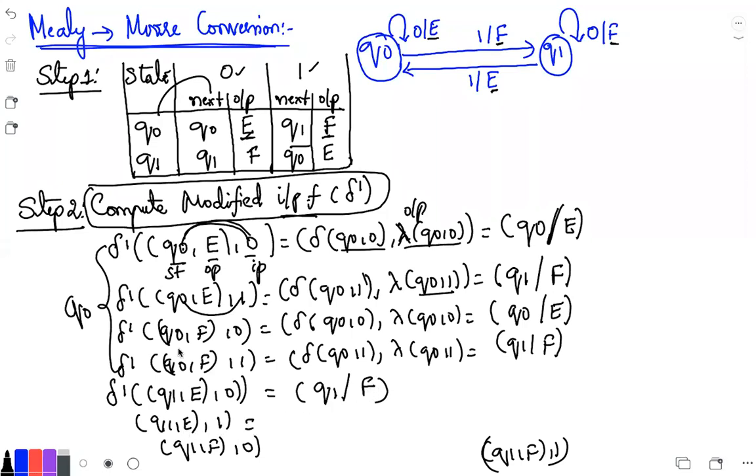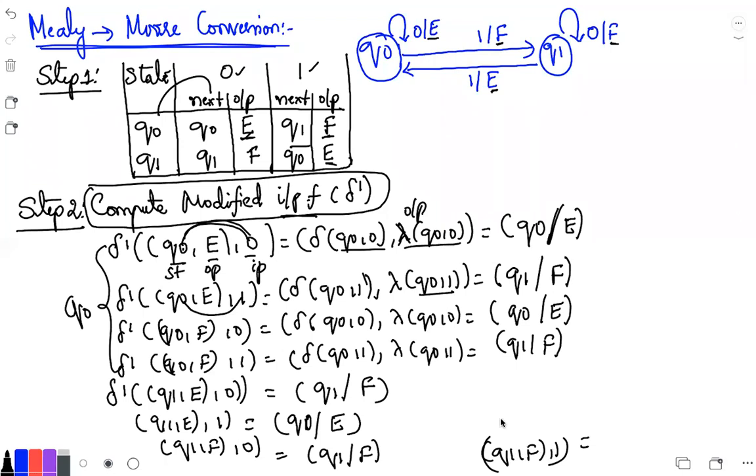Q1 on E with 1. So Q1 on E is Q1. Sorry, Q1 on 1. Q naught, and the output is E. Q1 on 0. The state is Q1. Q1 on 0, the output is F. So it is F.